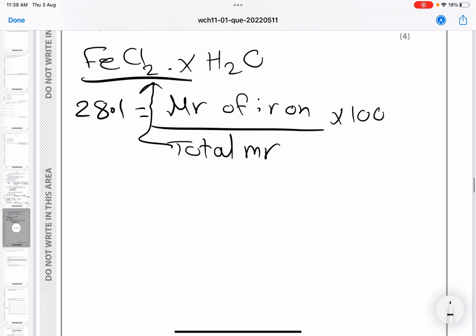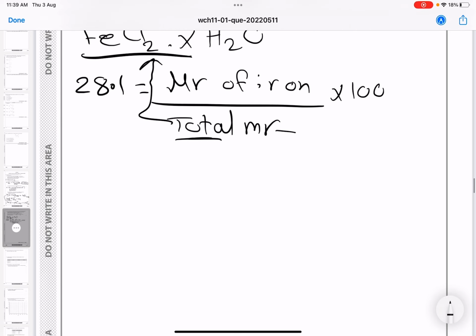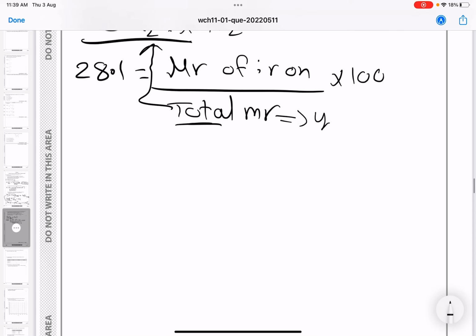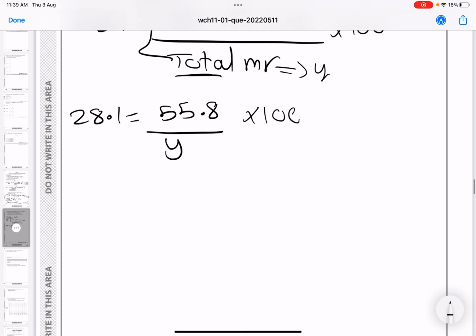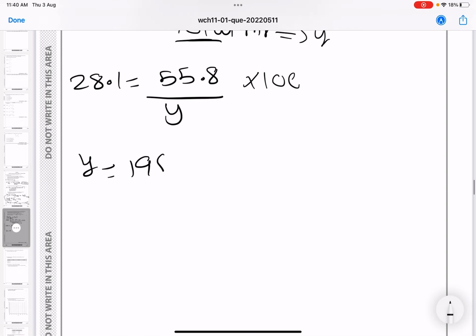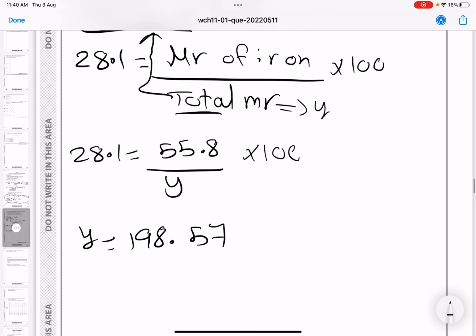So we can easily find the total Mr, guys. Let's call this y. So 28.1 equals 55.8 over y, times 100. Just go, guys, using your calculator and do the math, and you will get y equal to 198.57. So guys, remember that this is the total Mr.